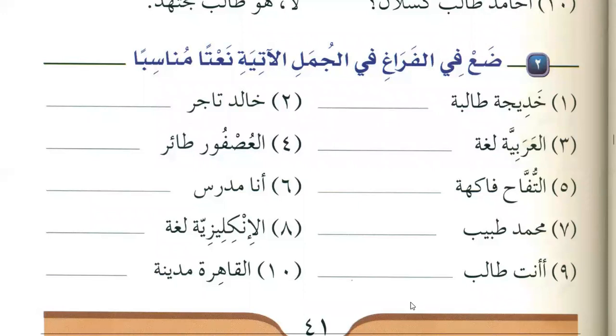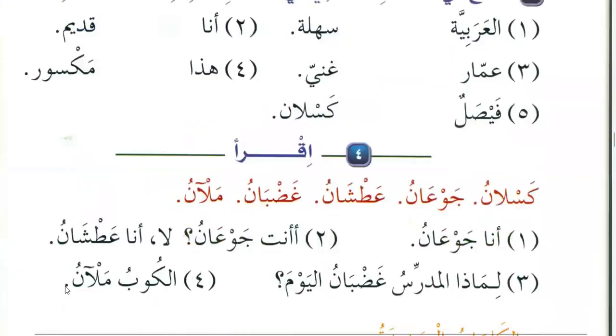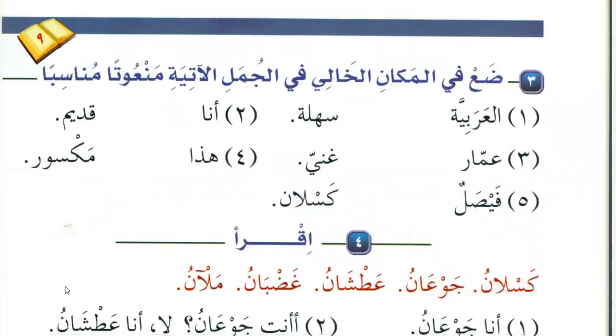Anta talib? Are you a student? Anta talibun jadidun? Are you a new student? Al-Qahiratu madinatun jamila. Cairo is a beautiful city. Put in the empty space in the following sentences an appropriate man'ut. Miss Vidad, you need to write man'ut here.